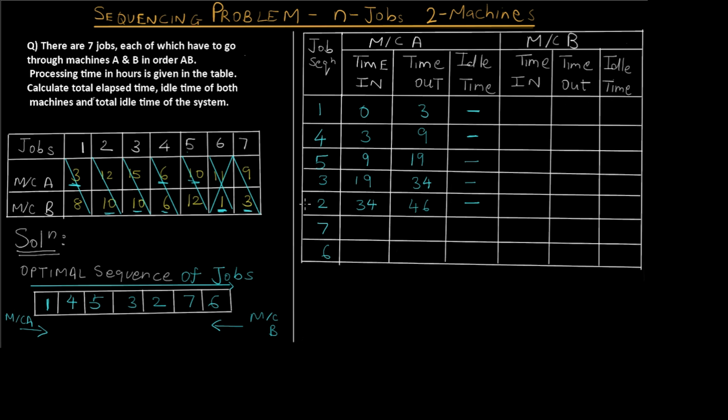So we know job 2 on machine A is going to take 12 hours starting from 34, so that would be 46 hours. Then again job 7 on machine A is going to take 9 hours starting from 46th hour, so 46 plus 9 is going to give us 55 without any idle time. And again job 6 is going to start at 55th hour and it is going to be executed for 11 more hours on machine A, so that would give us 66. Okay, so these are the different calculations for machine A, and we got that the idle time for machine A is 0 and total elapsed time on machine A would be this value, that is the last value.